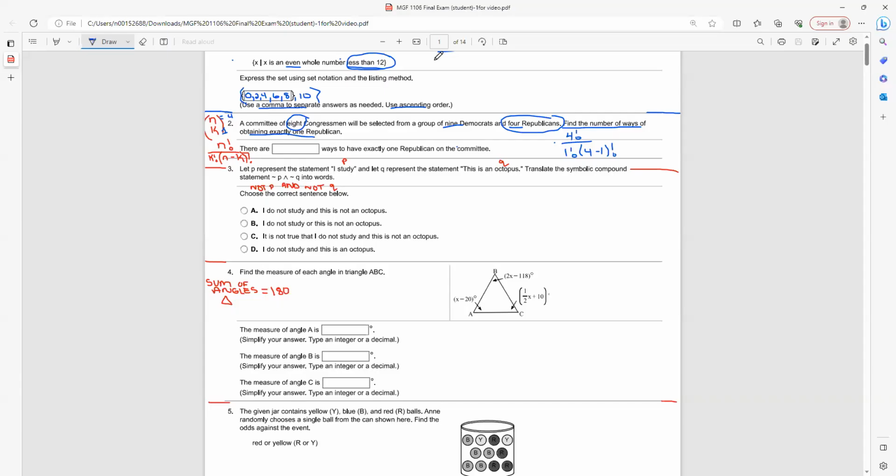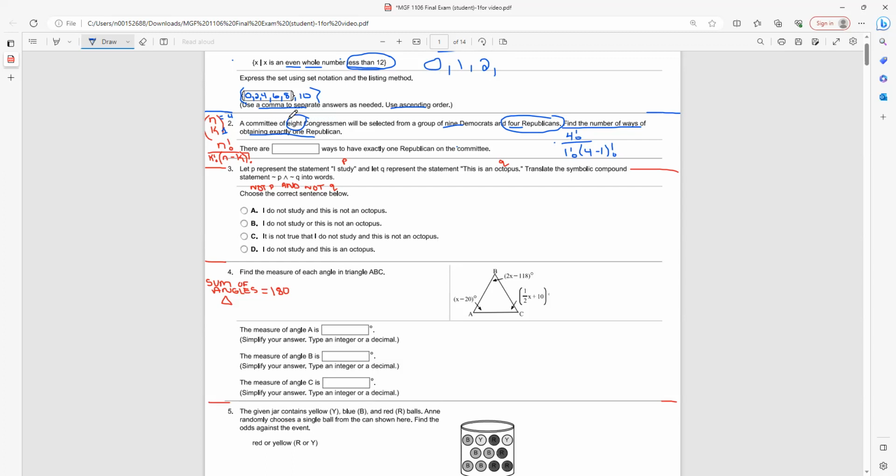All right, so for problem number 1, you want to express using set notation and the listing method, even whole numbers less than 12. So digits that are whole, remember that definition of whole numbers, that describes 0 and all positive whole numbers. So if we list all of these positive whole numbers that are less than 12 and are even numbers, we should have 0, 2, 4, 6, 8, and 10. We would not list the number 12. We want numbers that are less than 12. So that includes 0 and all the even numbers up to 10.